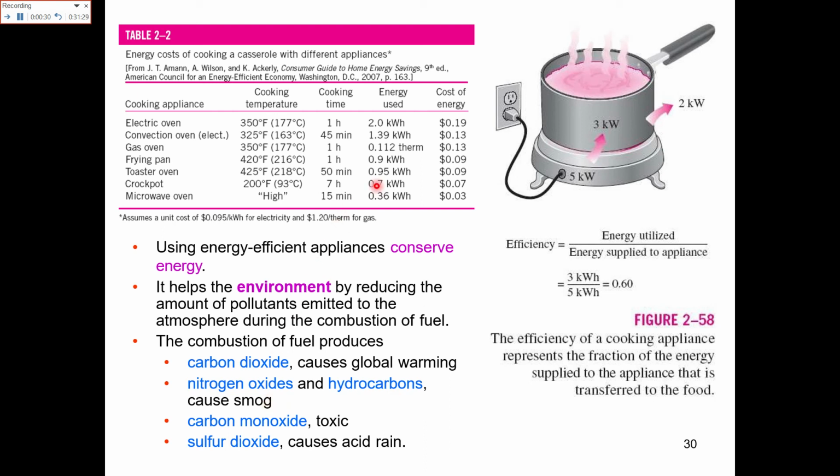Here you have an example. You are supplying 5 kilowatts of electrical energy, 3 of which is used for cooking and 2 kilowatts is expelled out. So the efficiency equals the energy utilized divided by the energy supplied. The utilized energy is 3, the supplied energy is 5. So the efficiency in this case is 0.60 multiplied by 100, which is 60% efficiency, and 40% of the energy is not utilized. It just comes out as heat. So this is the efficiency of the cooking appliance commonly used in your house.